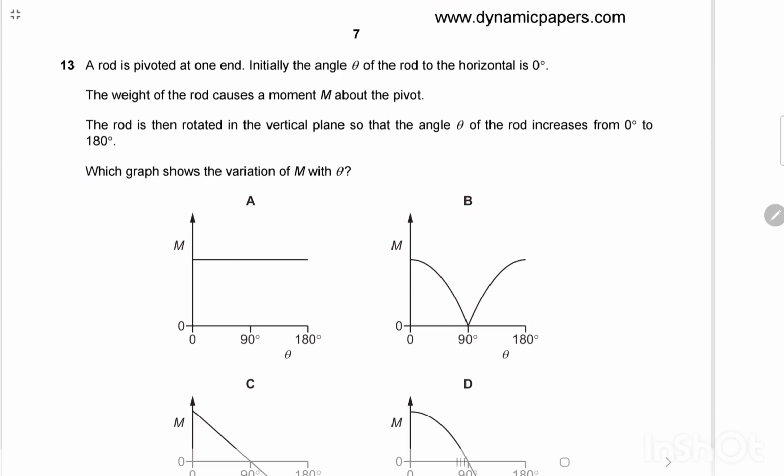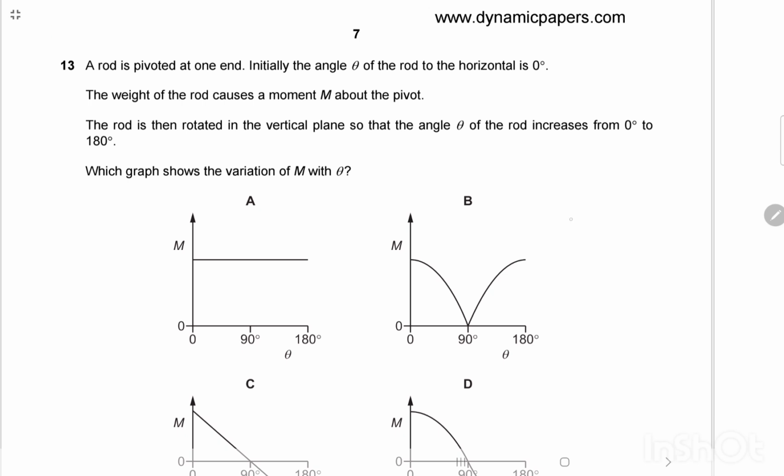Question number 13. A rod is pivoted at one end. Initially, the angle theta of the rod to the horizontal is 0. The weight of the rod causes a moment about the pivot. The rod is then rotated in a vertical plane so that the angle theta of the rod increases from 0 to 180. Which graph shows the variation of M with theta?